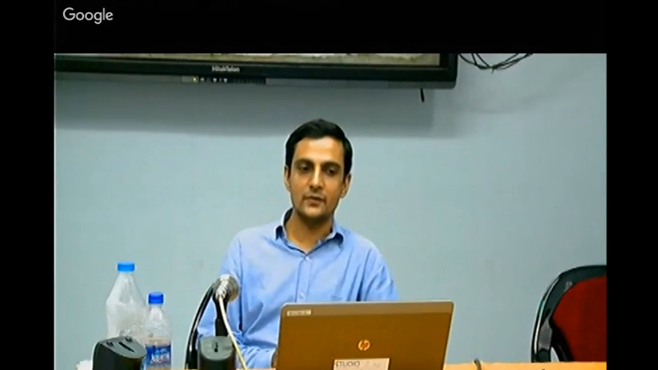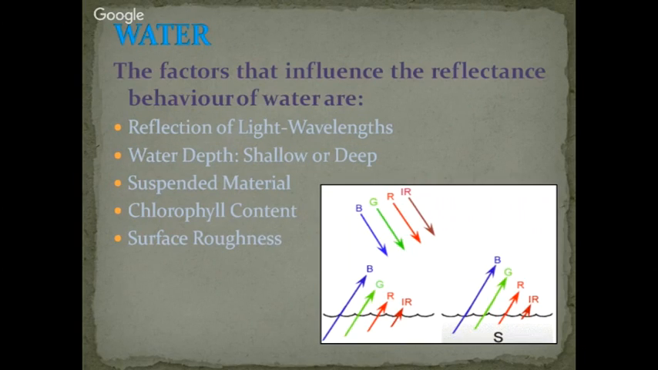Then another important surface is water. How do we identify various water surfaces? Now the reflectance behavior of water depends upon the reflectance of light energy, that is the visible spectrum. The depth of water plays a very important role, whether the water body is deep or the water body is shallow.